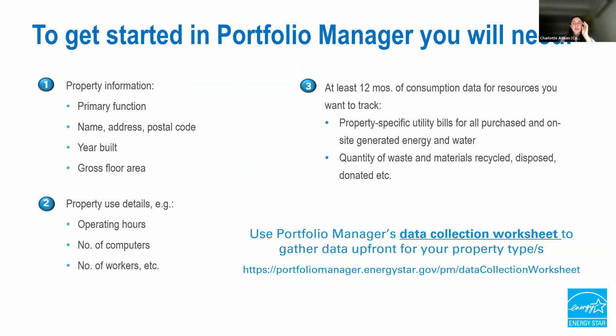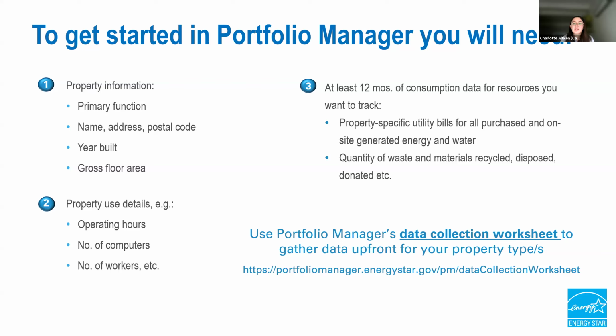So to create an initial record in Portfolio Manager, all you need are the items listed under number 1 on this slide. So the property's primary function, name, address, and postal code, the year built, and the gross floor area. If you're interested in generating an Energy Star score, you will also need property use details. The details are considered in Portfolio Manager to be the drivers of energy use in the building, and they will change according to the property type you're entering. And the tool will prompt you accordingly. For example, the drivers of energy use in an office building might be very different from those of a hotel or a hospital. Lastly, you'll need consumption data for the resources you're interested in tracking.